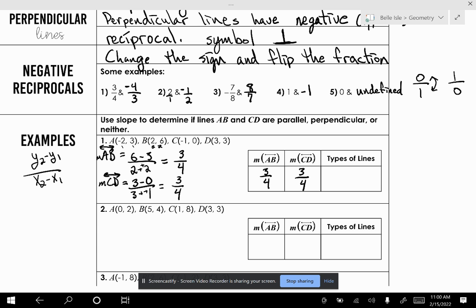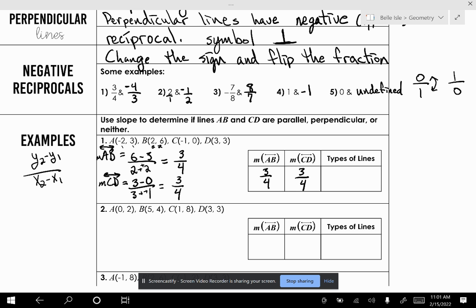Once you finish number one, you can move on to number two. Don't go past that one. Okay, so once you get the slope of both, you're looking for, they are either the same, which means they are parallel, okay? They are opposite reciprocals, which means they would be perpendicular, or third option, they are neither. They are not the same. They are also not opposite reciprocals of each other.